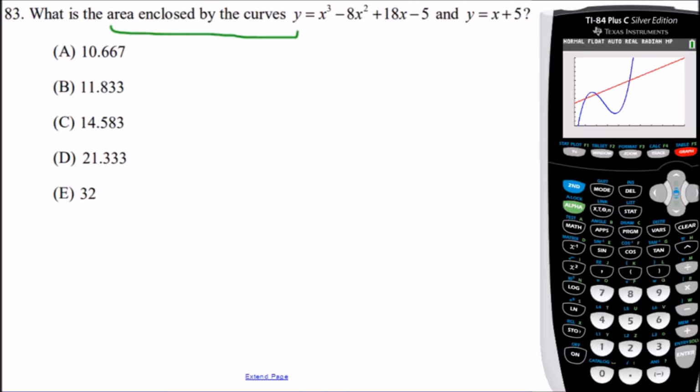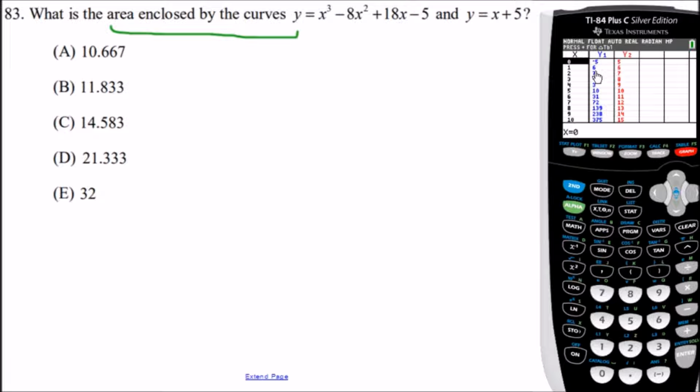So what we're looking for here is the points of intersection. Now you could trace them, but sometimes it's easier to just look at the table because it looks like they're intersecting at whole numbers. So if I press second graph, you see how when x equals 1, y is equal to 6 for both equations. That tells us that one intersection point occurs at 1, 6. The next intersection point occurs at 2, 7.